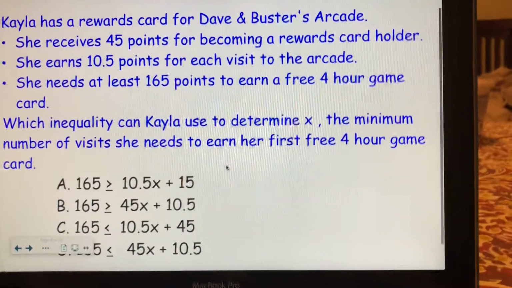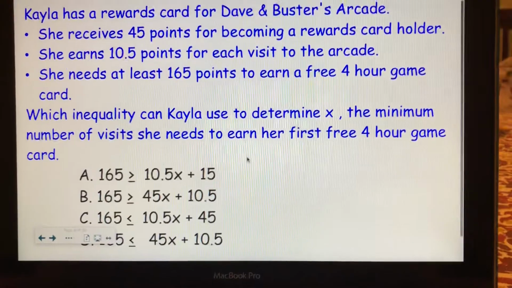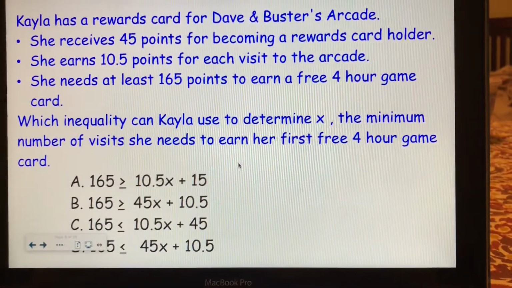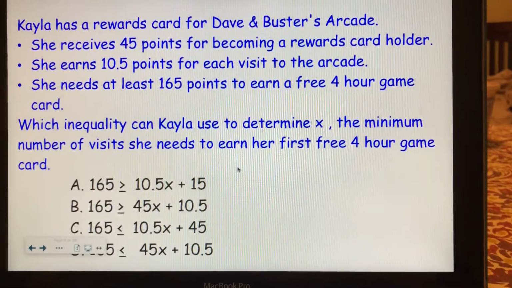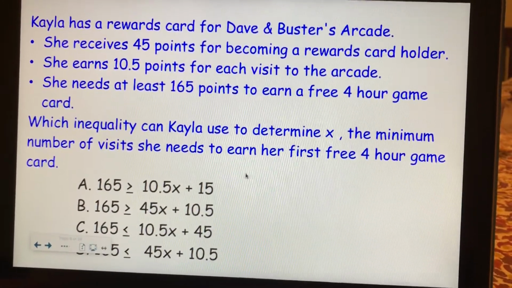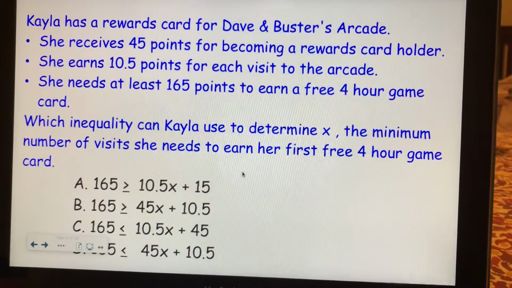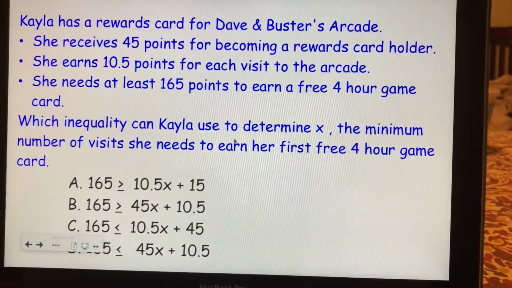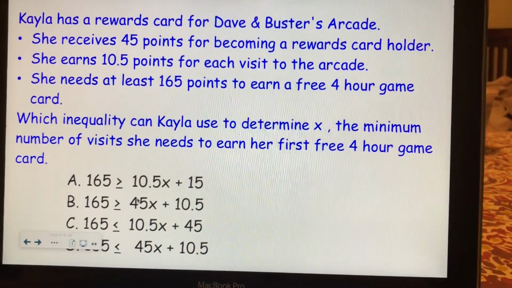So here we have another problem. Kayla has a rewards card for Dave & Buster's Arcade. She receives 45 points for becoming a rewards card member. She earns 10.5 points for each visit to the arcade. She needs at least 165 points to earn a free hour game card.